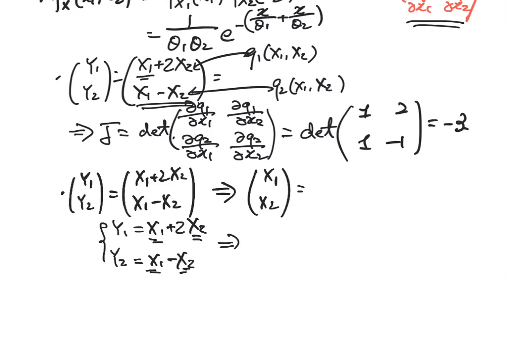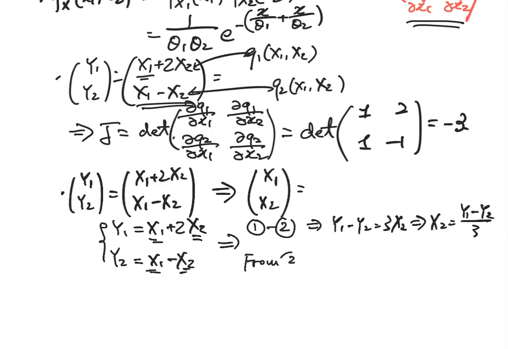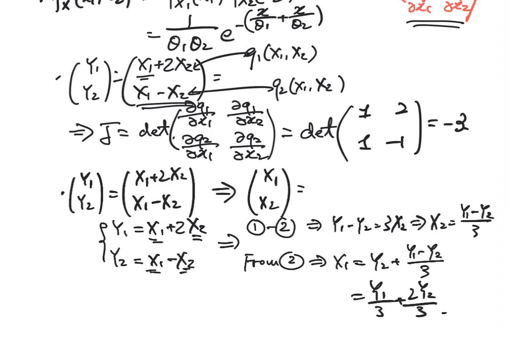To get this, first of all you can solve for s2 first. That means you subtract the second equation from the first one. Then you will get y1 minus y2 equal to 3s2, which means s2 equal to (y1 minus y2) divided by 3. Once you have that, you put it into the second equation, so that your s1 will be equal to y2 plus (y1 minus y2) over 3, which is equal to y1 over 3 plus 2y2 over 3. This will be your first inverse function, and this is your second inverse function.